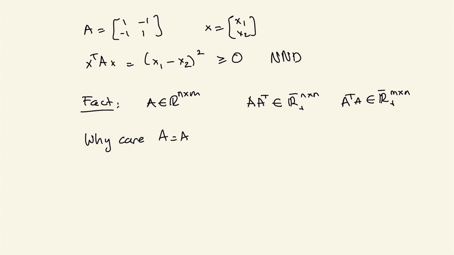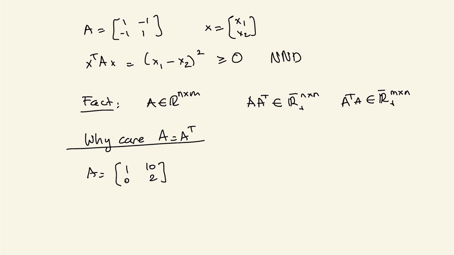All right, so now the second example will be on why we care about A equals to A transpose in the definitions of non-negative definiteness and positive definiteness. For example, A is 1, 10, 0, 2. It is certainly not symmetric. A doesn't equal to A transpose.